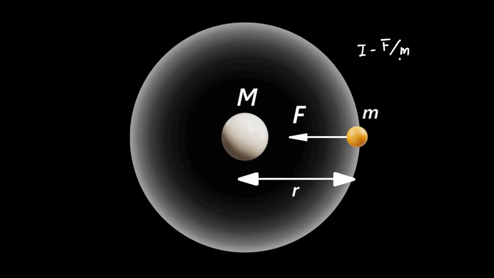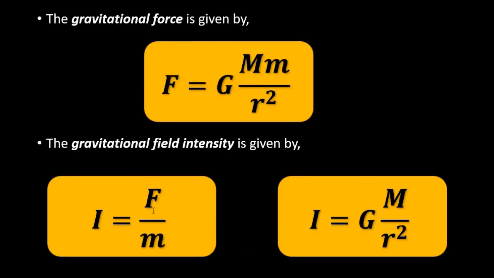Okay, this is the source mass, this is the test mass. Okay, this is the gravitational field intensity. Now another interesting thing. Now here if you see, gravitational field intensity is equal to F by M.